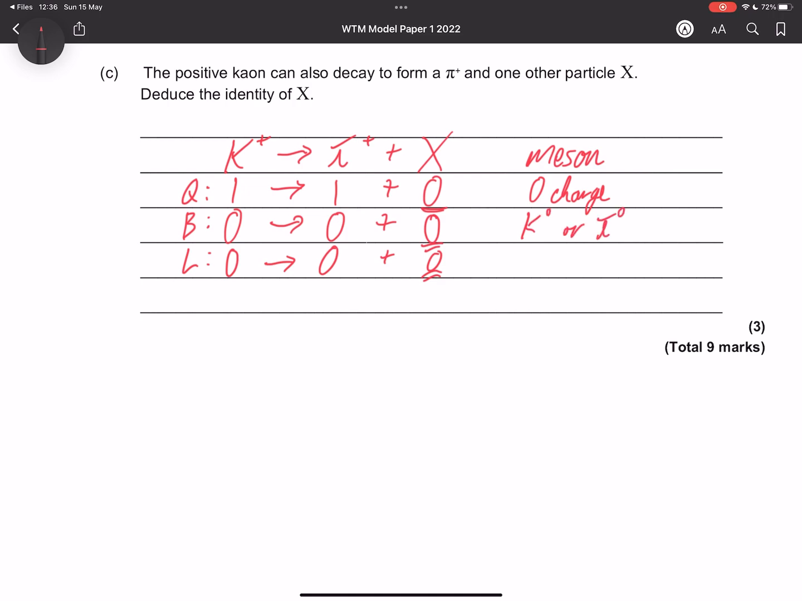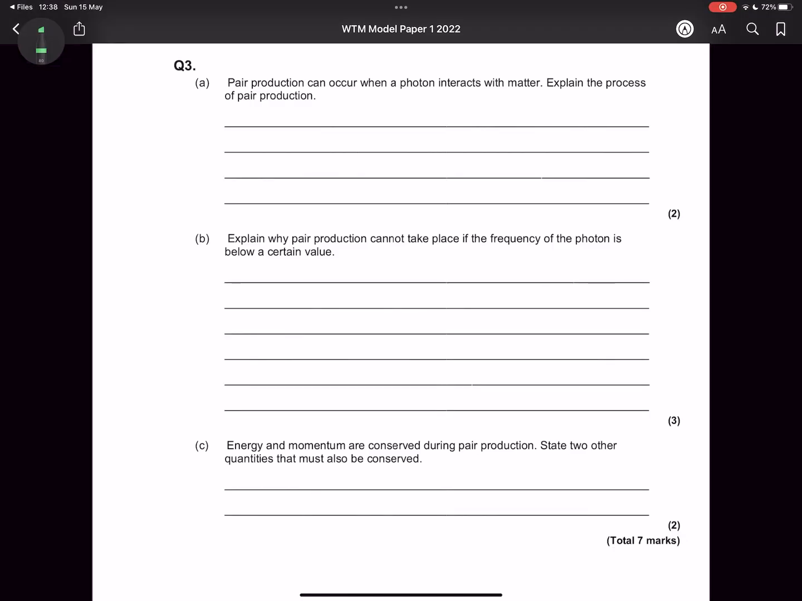Now, both are accepted, but pi naught is the primary answer. K naught is in the notes as also accepted. And the reason for this is you're expecting strangeness to decay. Strangeness is usually the property that does change, the quark that does change its nature. So pi naught is the expected one because there's nothing strange about pi. There are no strange quarks present in any pion. Kaons always have a strange quark, or an anti-strange quark.